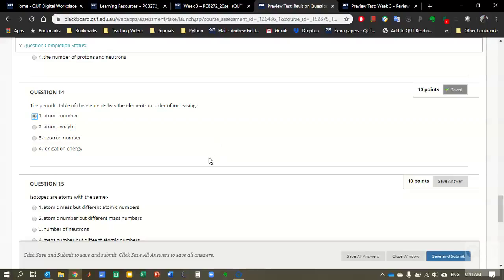And so on. So the atomic number is increasing as we move left to right, and then we drop down a row at the end of that particular row.